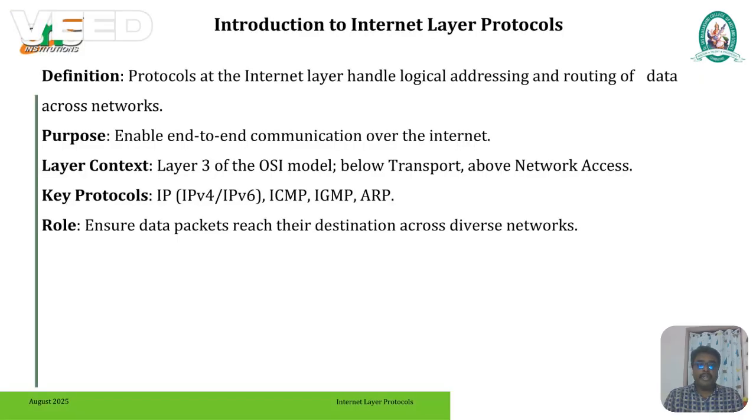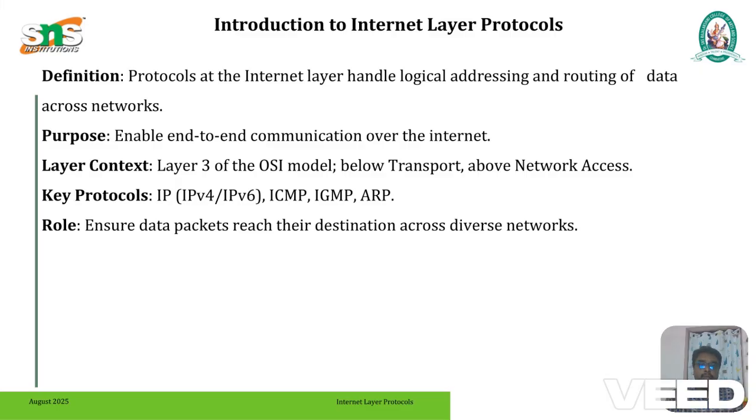So, introduction to internet layer protocols. The protocols used in the internet layer handle logical addressing in the network space. At the same time, they also help in routing data across the network. They help in end-to-end communication of the network, and this comes under layer 3 of the OSI model, which is above the network access layer and below the transport layer.